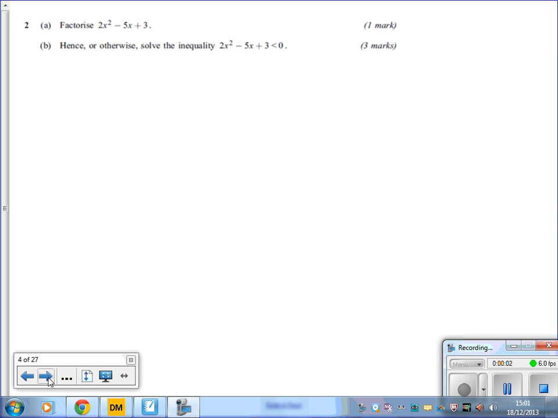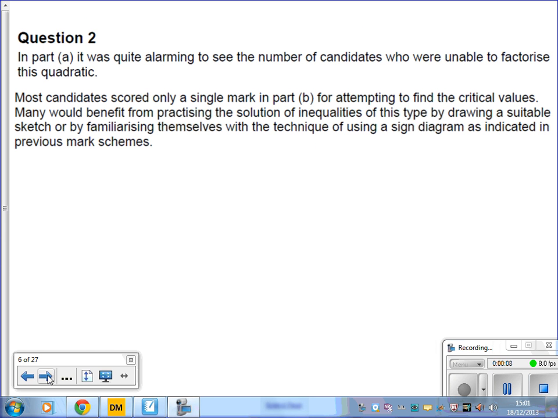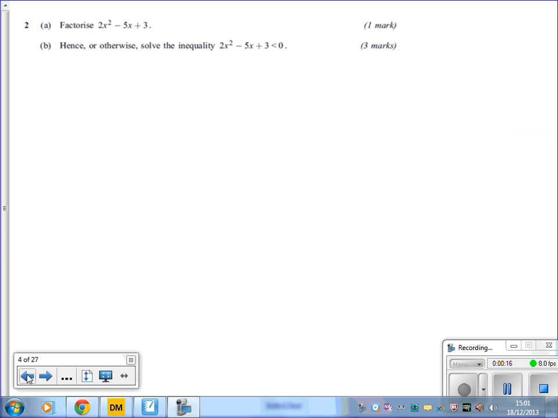This is January 2009, Core 1, Question 2. Here's the question. I think it might be interesting just to look at the examiner's report first of all. It's quite alarming to see the number of students who are unable to factorise this quadratic. It's only question 2. So we're having a look at 2x squared.